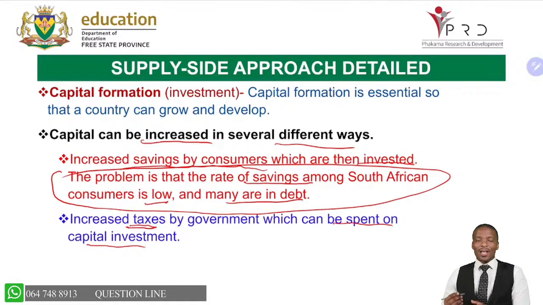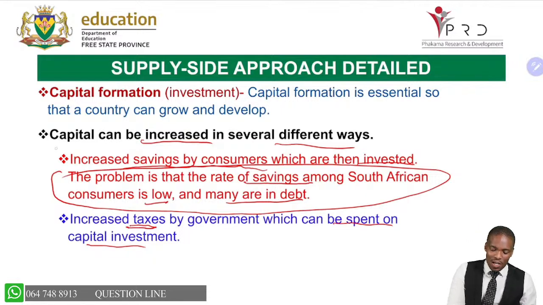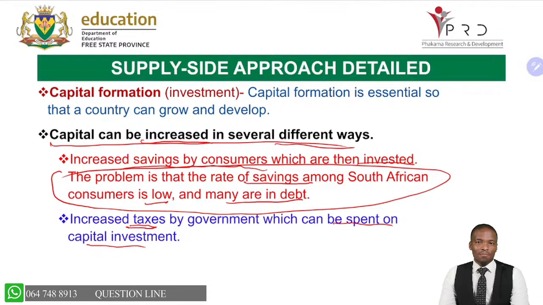So the more tax is collected by the government, it means the less disposable income people have, the less savings. Capital formation cannot be created. In that way, we are saying taxes should be reduced so that people can have the option for savings.